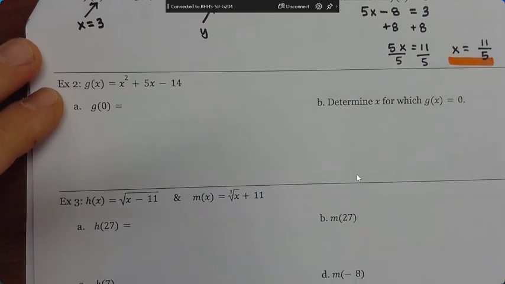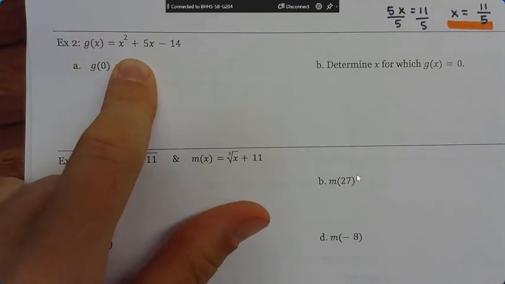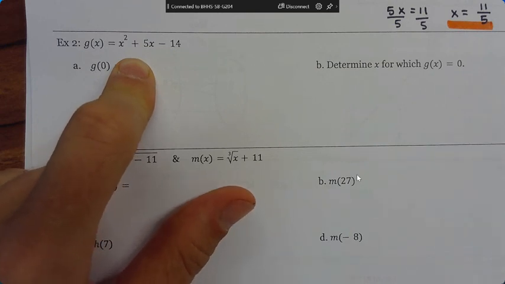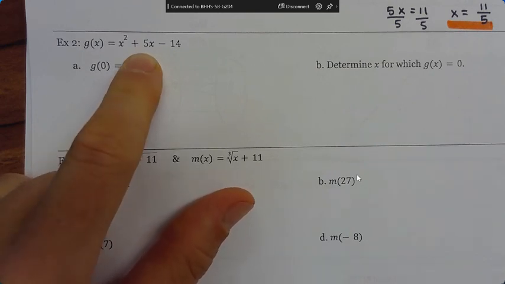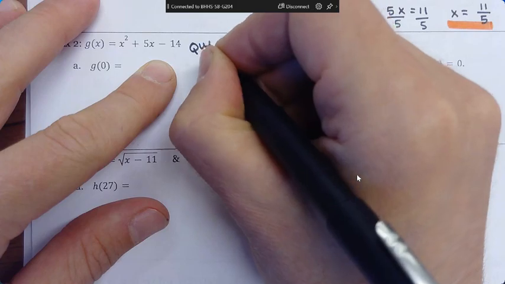Okay. Here we go, ladies and gentlemen. We're taking a look at the second one. What kind of function is this? Anybody? It's not linear, right? Because it's got that squared on it. Yeah, it's quadratic. So this is a quadratic function.